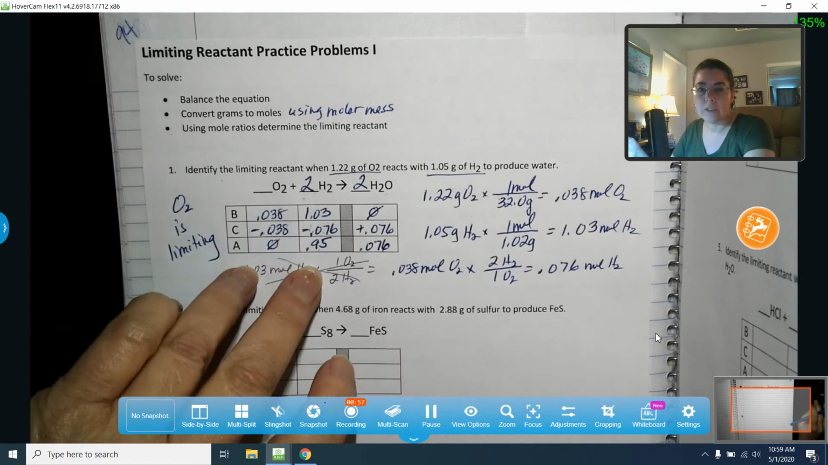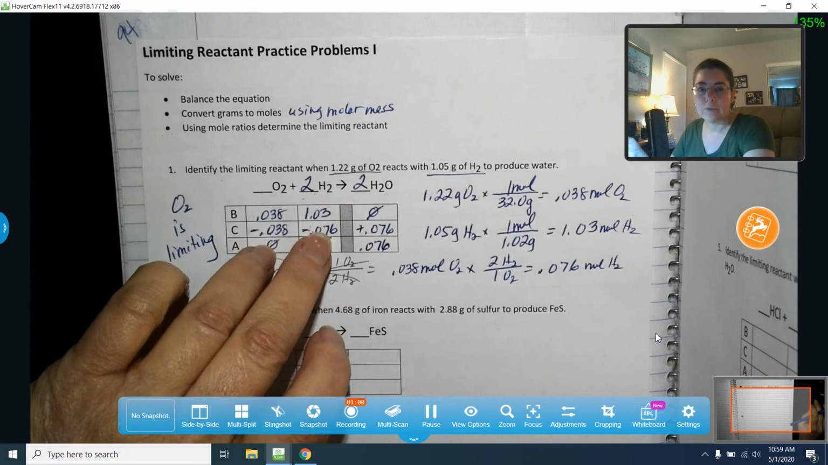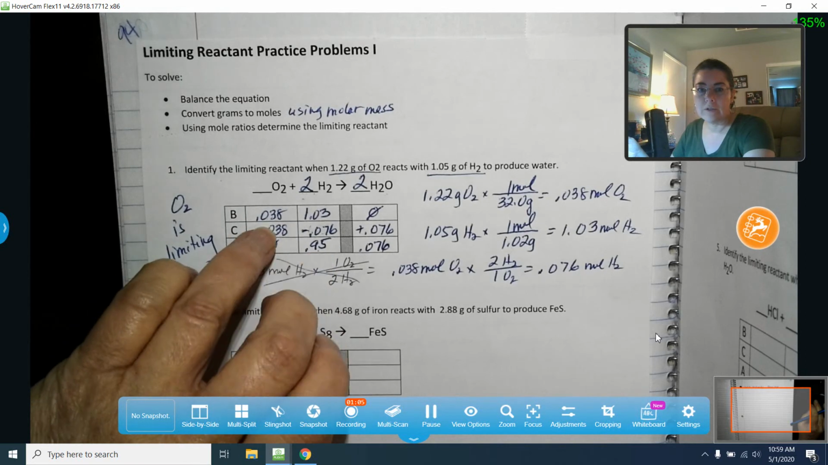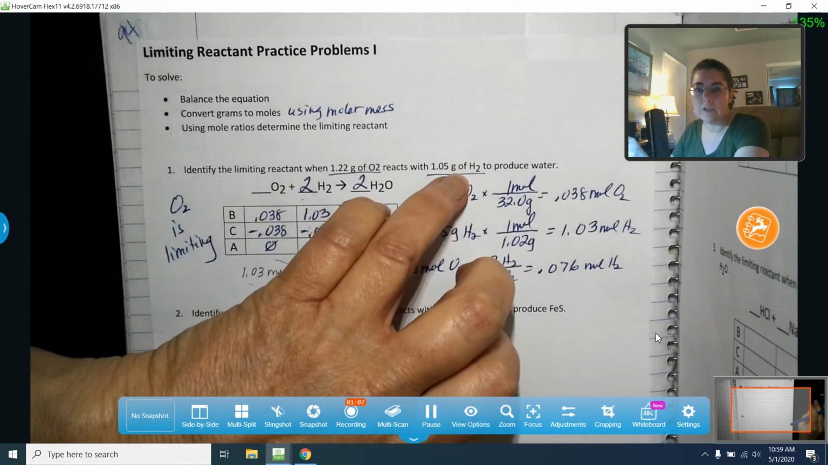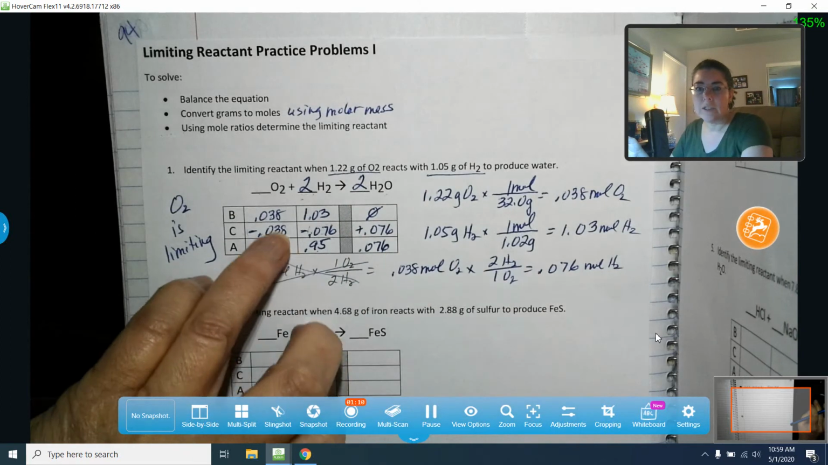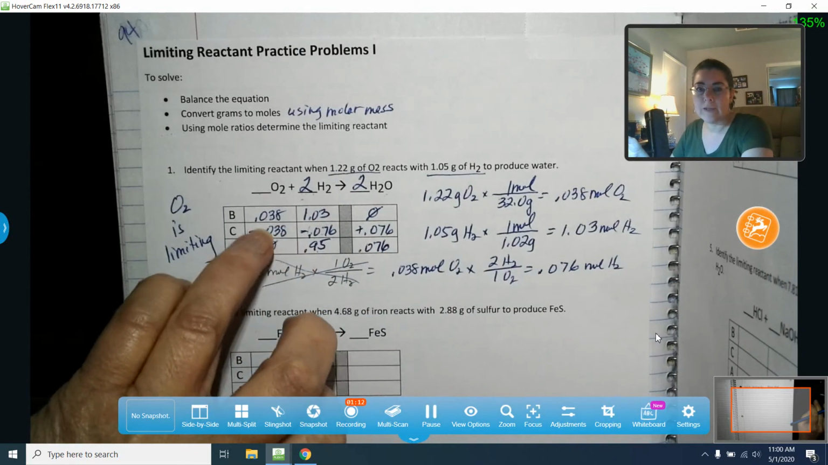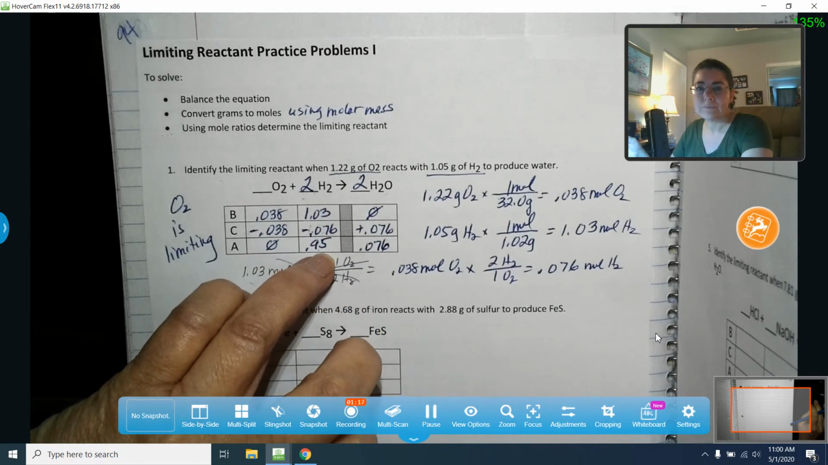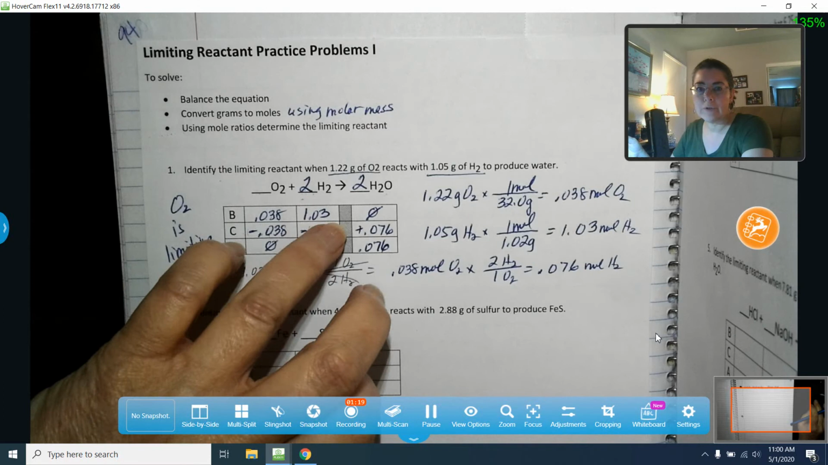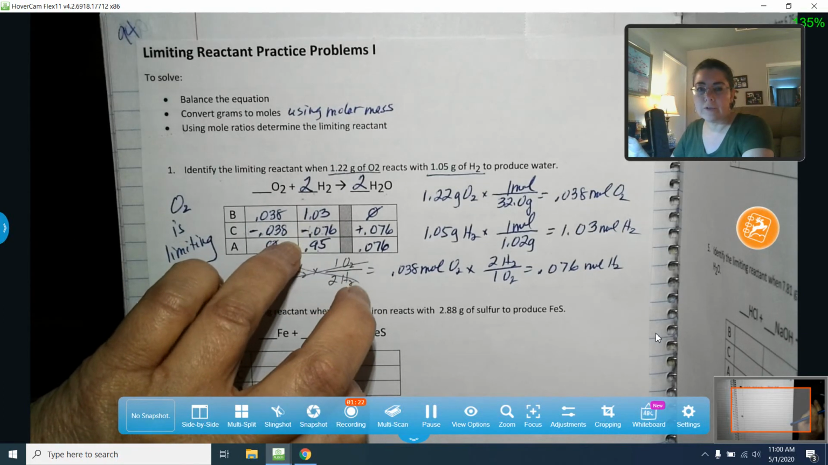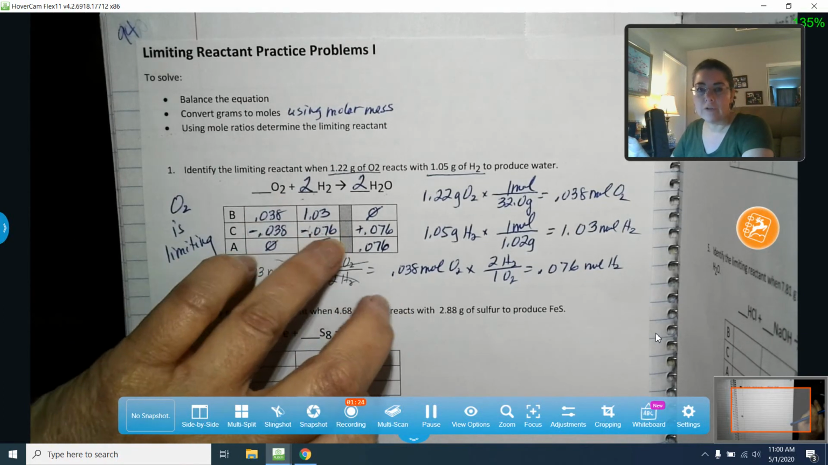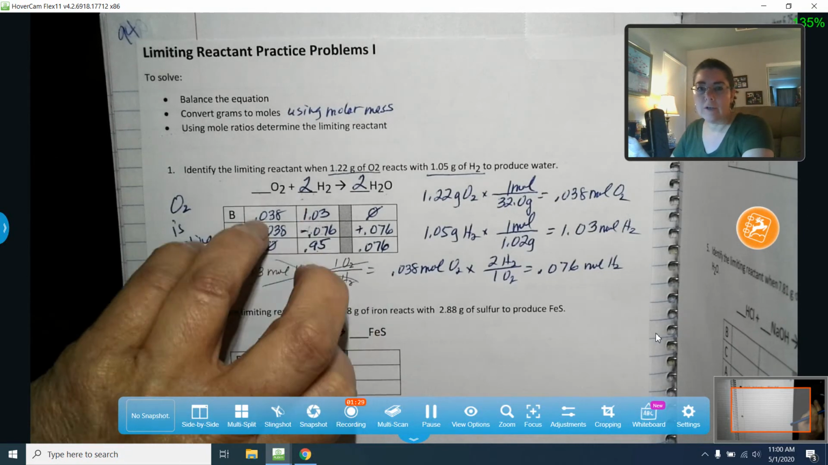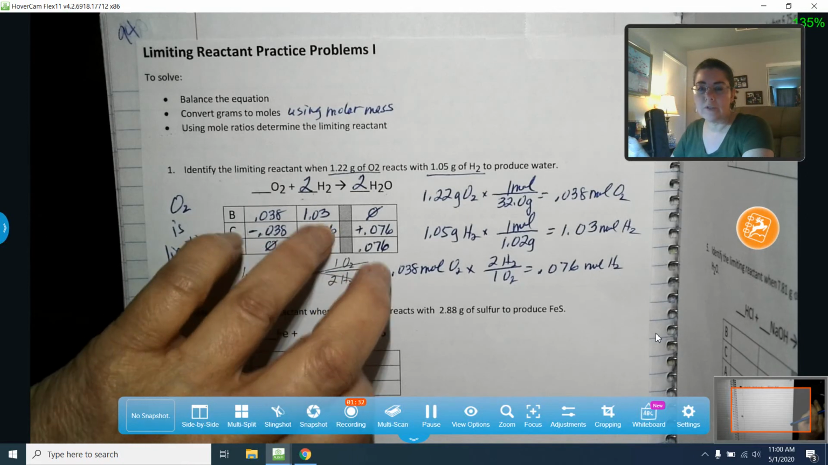So what you should have done in your problems is figure out which one of these values here, which we changed into moles, is actually going to run out. And if you get the right one, then you're going to have leftover of the other one. Okay, some of you I saw on what you turned in, you only did one of them. You have to do both to show which one is the limiting reactant. Okay, you have to figure out how much of each one you're using up.